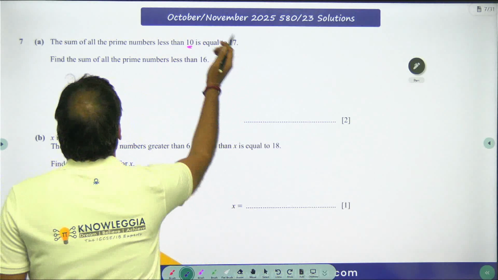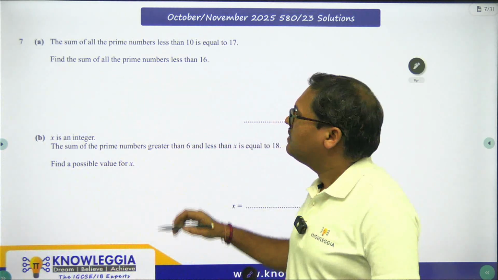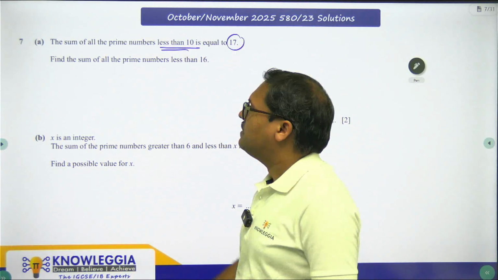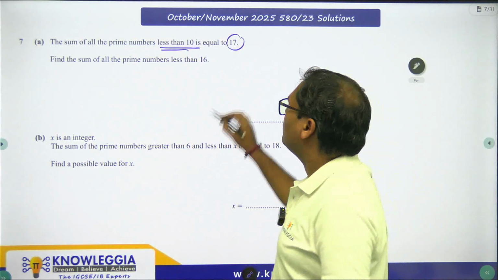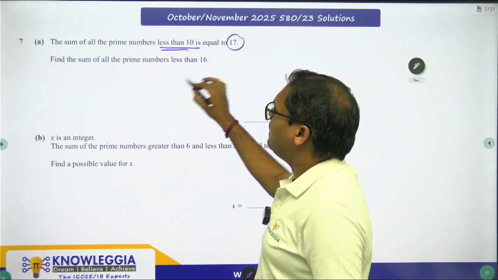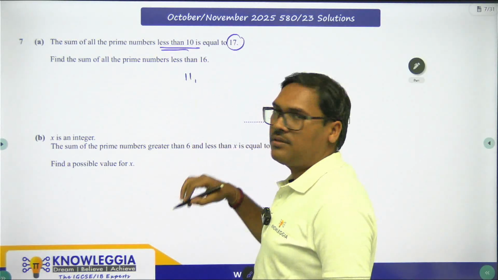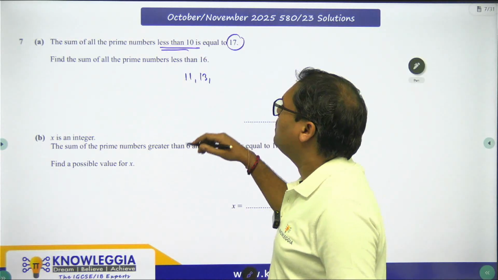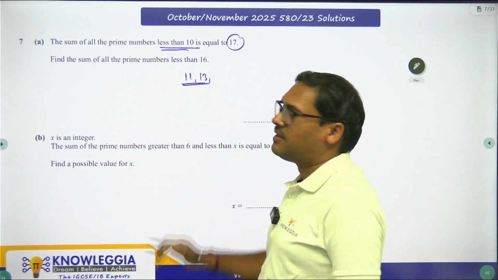The question is: the sum of all the prime numbers less than 10 is equal to 17. Find the sum of all the prime numbers less than 16. So the sum of all the prime numbers less than 10 is 17, and after 10, what are the prime numbers? You can see 11. Then what is the next value? 13. And what is the next value? This is less than 16. So these are the two values which are prime numbers.